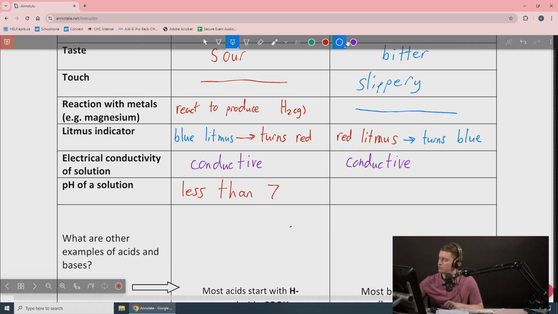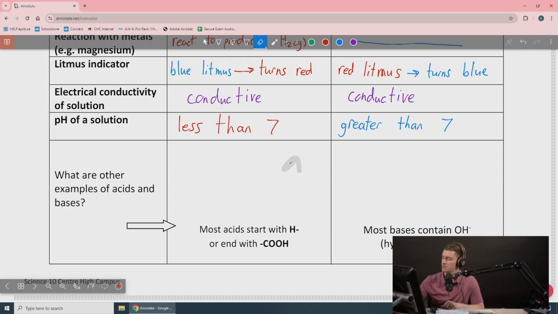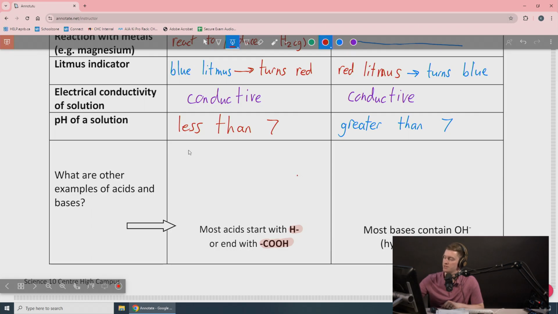And the pH of a solution that is basic will be greater than 7. Some examples of acids and bases. Most acids are going to start with H or end with COOH. So some examples of some acidic compounds that you might see would be HCl. This is hydrochloric acid. Or acetic acid, CH3COOH.